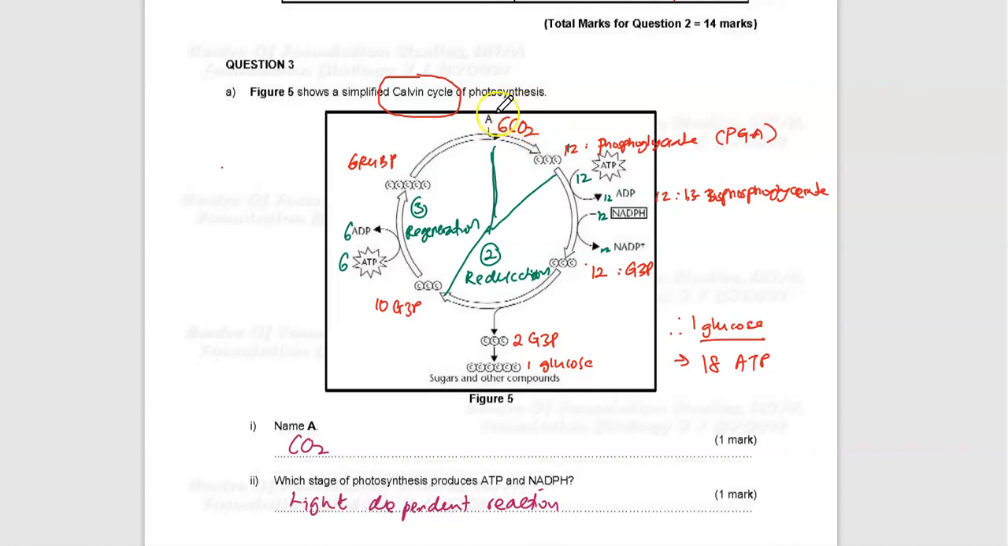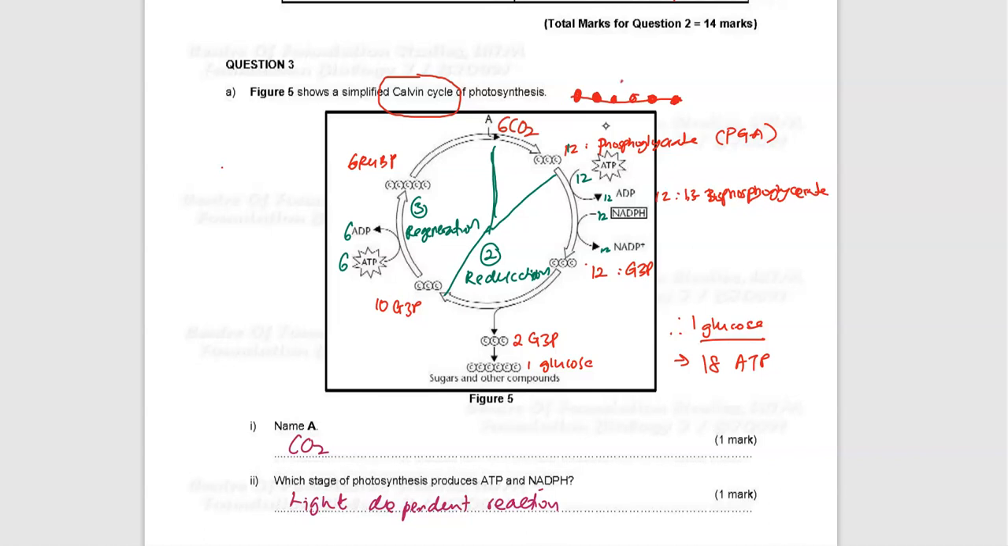So the 6 molecules of carbon dioxide combine with 6 molecules of RuBP to produce 6 molecules of a 6-carbon compound. If I were to draw, this is the carbon from carbon dioxide combined with the carbon from RuBP. RuBP has 5 carbons, 1, 2, 3, 4, 5, so the molecule has 6 carbons.